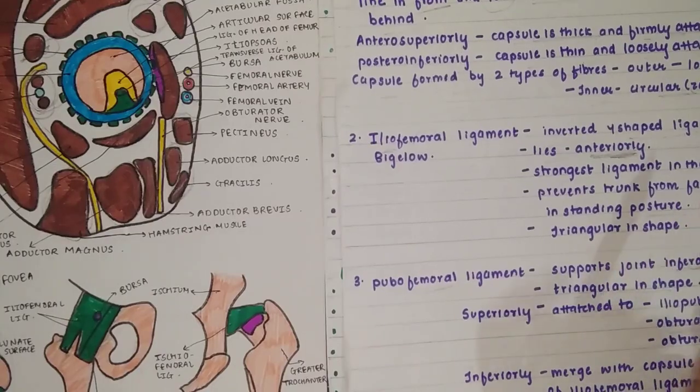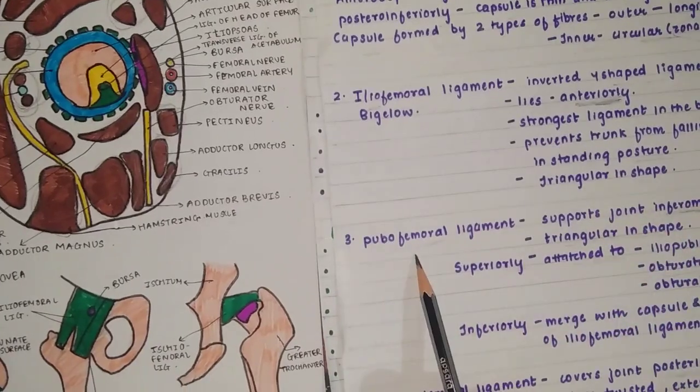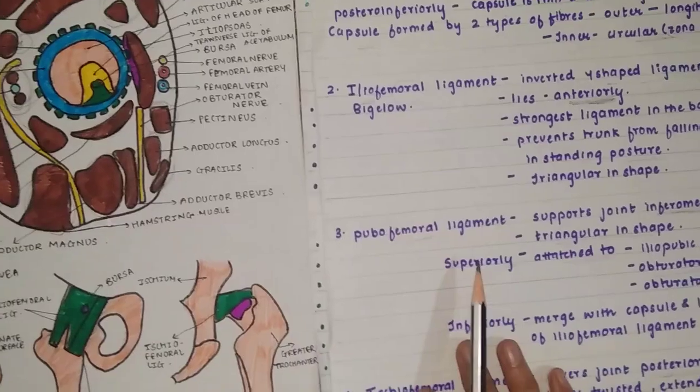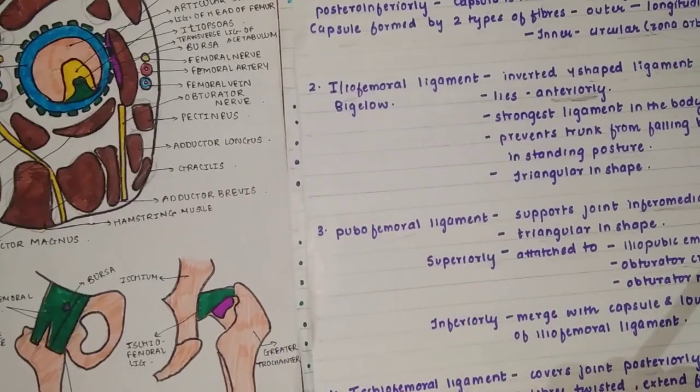Pubofemoral ligament supports the joint inferior-medially. It is triangular in shape. It is attached to the iliopubic eminence, obturator crest and obturator membrane. Inferiorly it merges with the capsule and lower band of iliofemoral ligament.